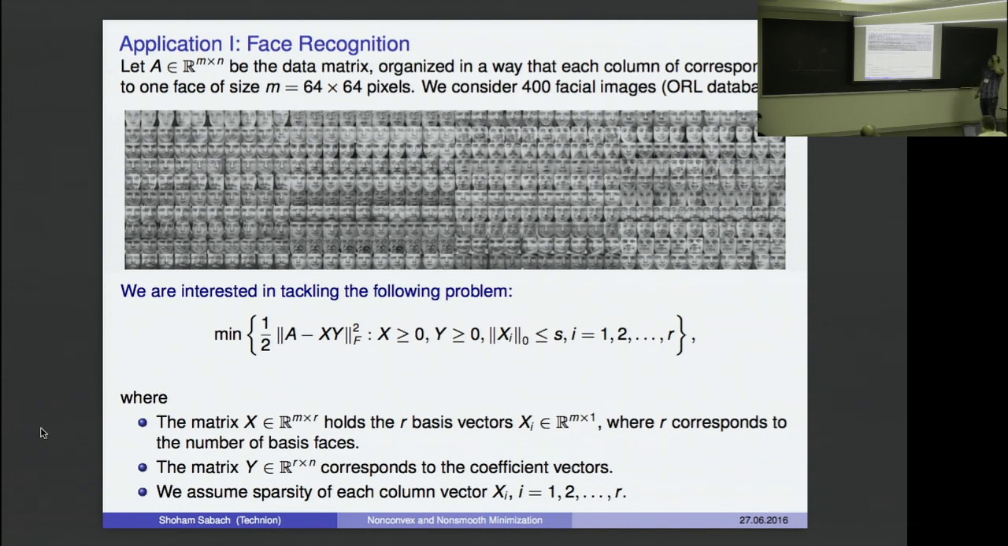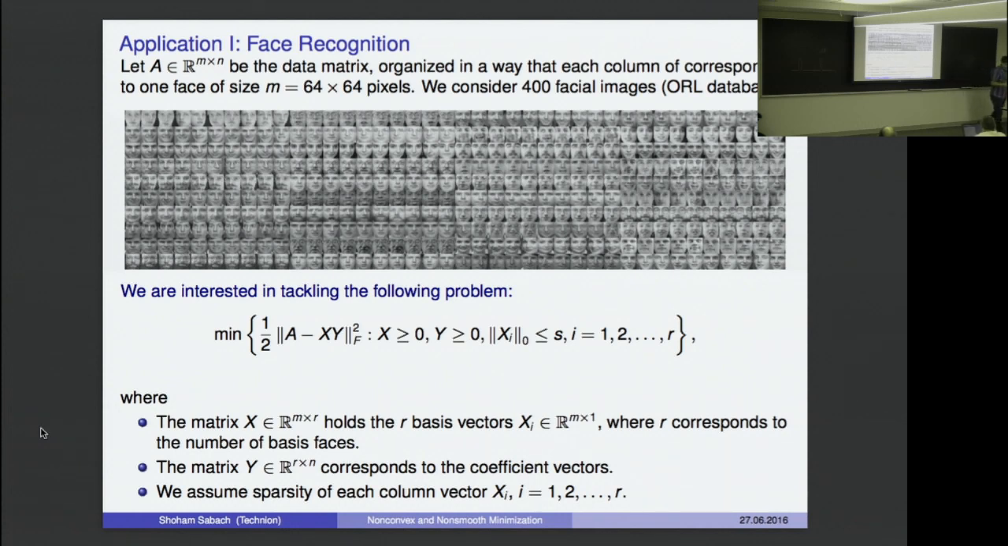And here we also assume sparsity, except for the non-negativity, which is clear. We assume sparsity on each column, which means that we want a sparse basis face. We don't want all the pixels in the basis image. We want to get a sparse and compact representation. So we have here a sparsity constraint on each column. So this, of course, can be solved by IPALM.